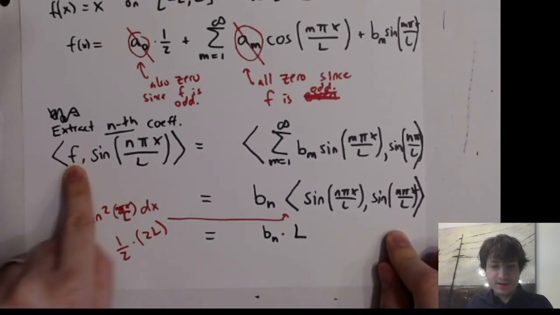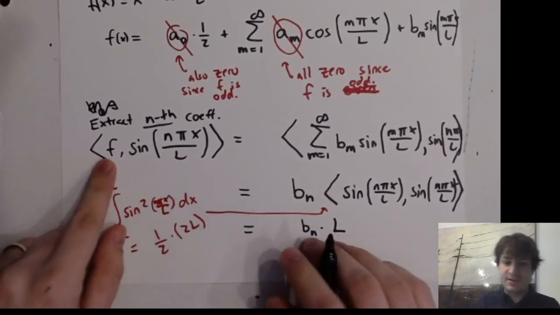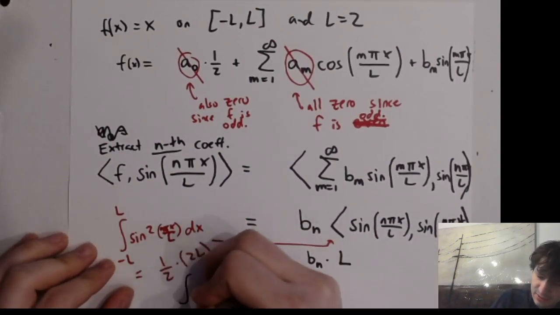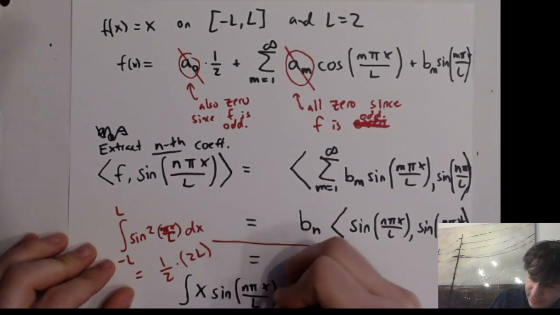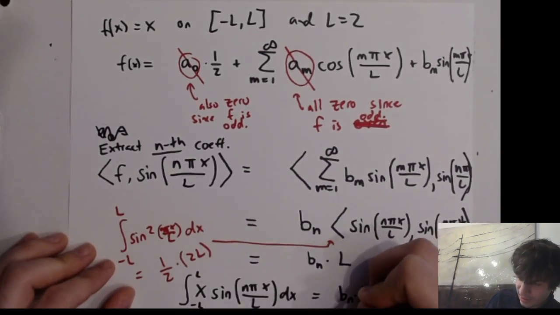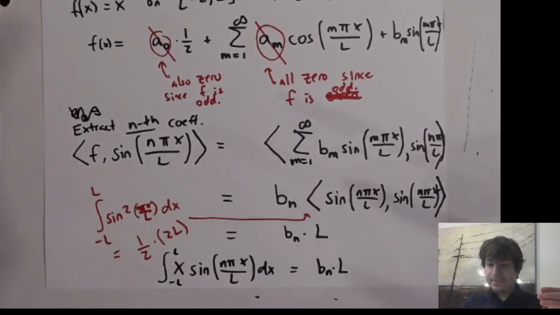And on the other side, we have this inner product, and we can write that inner product as an integral. It's the inner product of f with the sine, and f is the function f of x equals x. So this is the integral of x times the sine of n pi x over L dx from minus L to L, and that's equal to bn times L. So that's the calculation we were doing last time. That's going to come up over and over again.